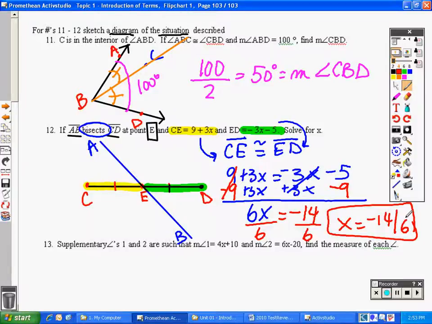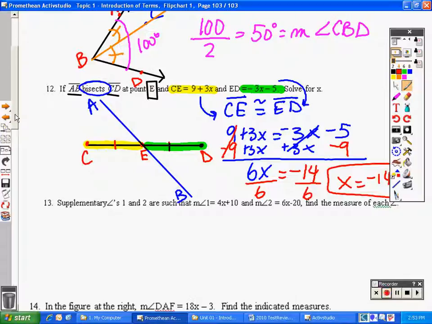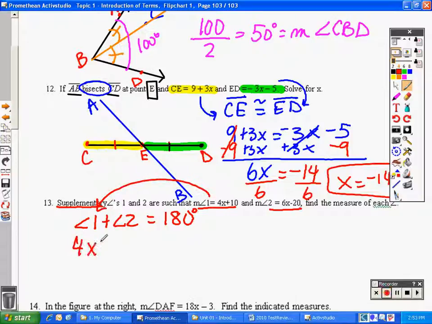All right. Finally, we're going to do the last problem, number 13. Angles 1 and 2, they're supplementary, such that angle 1 has this measure and angle 2 has this measure. And we want the measure of each angle. So we're just going to use the fact that we know what supplementary means. Supplementary means that angle 1 plus angle 2 add up to 180 degrees because they're angles that are supplementary. I'm going to just substitute in what we know about each angle. Angle 1 is 4x plus 10, and angle 2 is 6x minus 20.